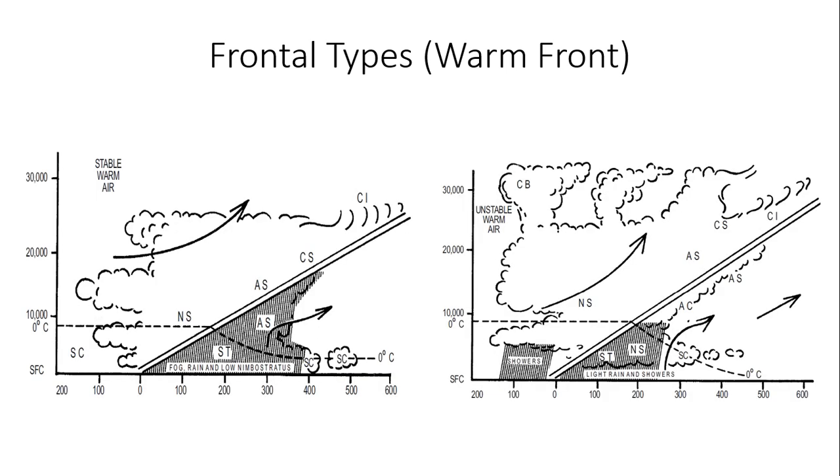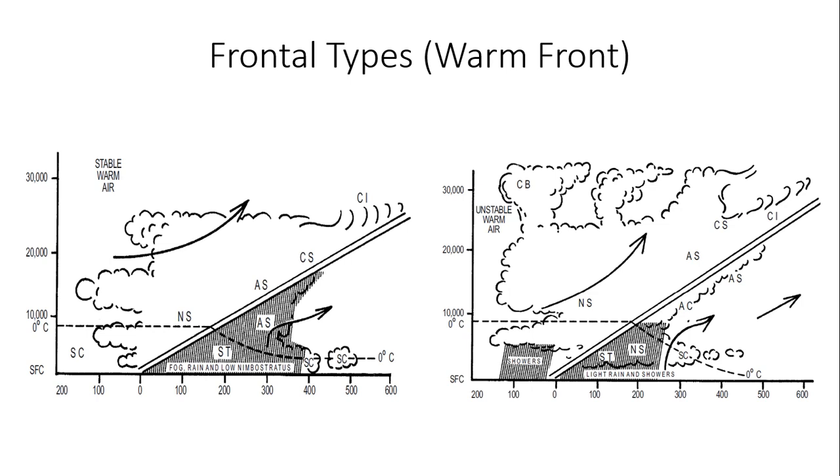So here's a great look at warm frontal types, generally showing you the difference between stable warm air on the left and unstable warm air on the right. And you'll notice the abbreviation of the letters represent the different cloud types. Again, the general sequence of the warm front for the cloud types, initially you'll see the wispy, feathery cirrus clouds, and then those are going to lower to cirrostratus, altostratus, nimbostratus, and eventually stratus.